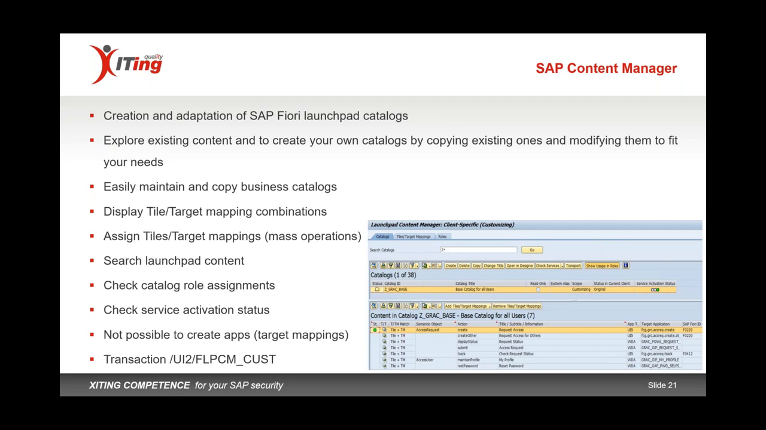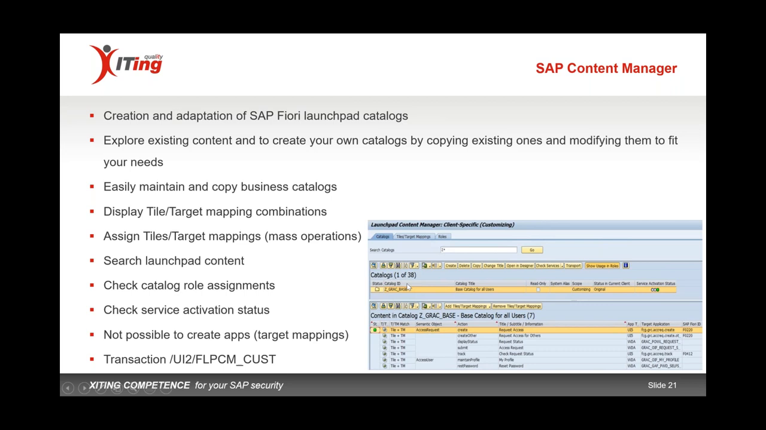But for example, the content manager helps me do certain things or find certain issues before the issues pop up. In the content manager, which is basically a new tool where we can build our own content, we can use SAP standard catalogs. We can search them, for example a technical catalog, and then we can, for example, copy them.